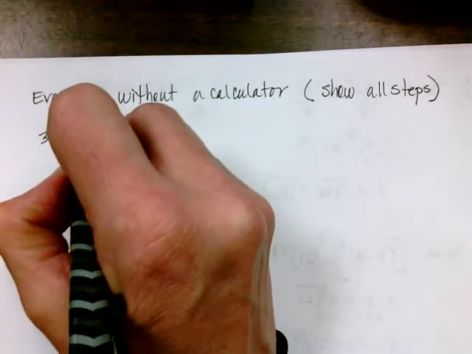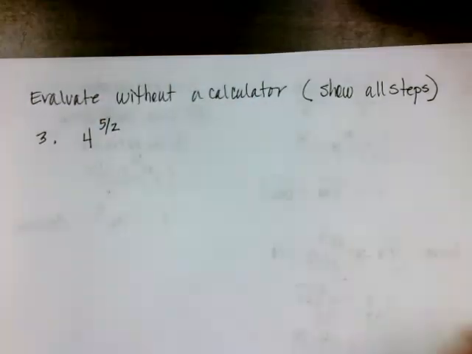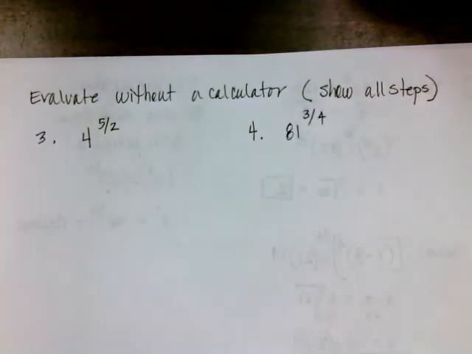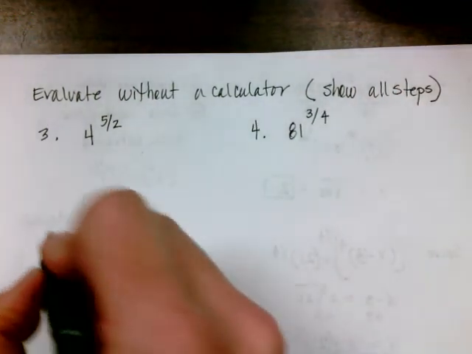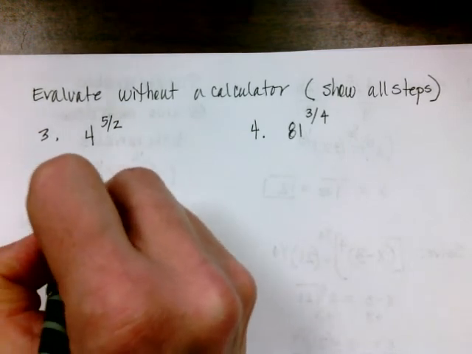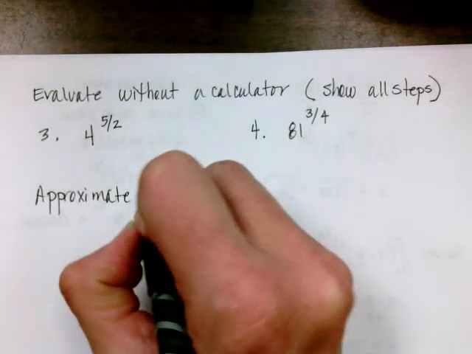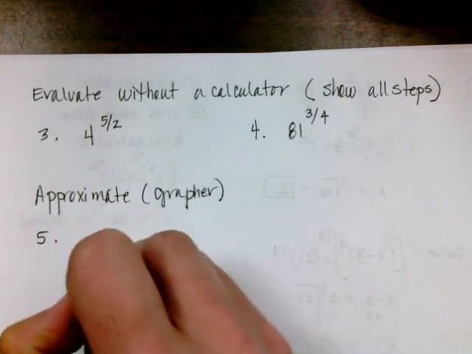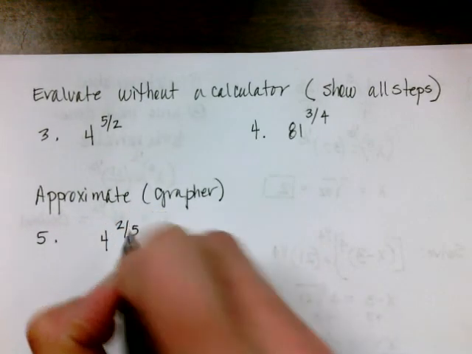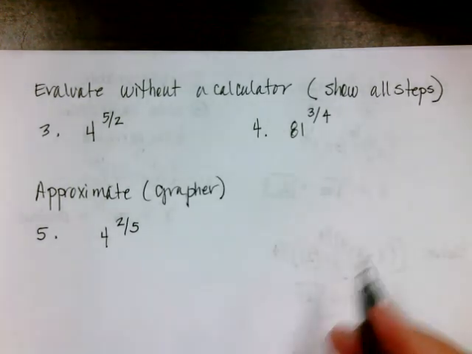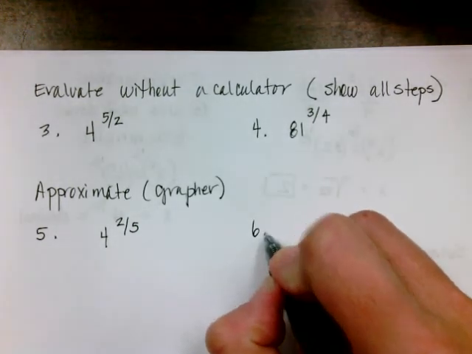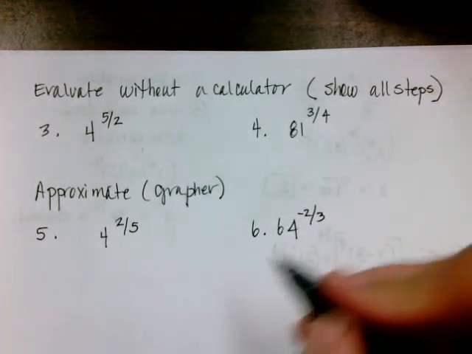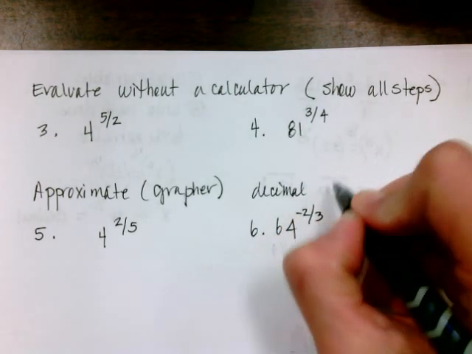Number 3, I want you to evaluate 4 to the 5 halves. The next problem, I want you to evaluate 81 to the 3/4. Okay? Your last two problems, I want you to approximate. Remember, this is a great word because it means you get to use your grapher. Okay? Number 5 is going to be 4 to the 2/5. Yes, it is exactly opposite of the number 3. And then number 6, you're going to do 64 to the -2/3. So when you're done, both of these should have decimal answers.